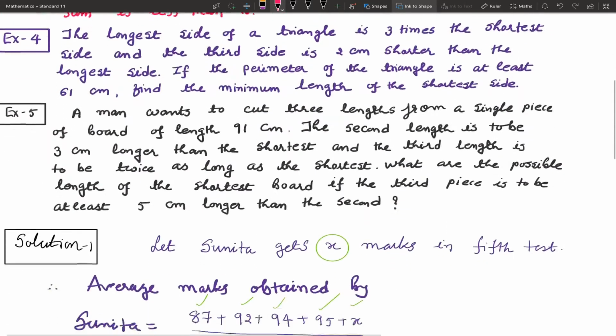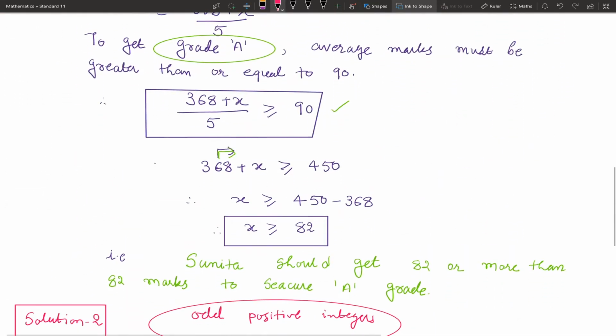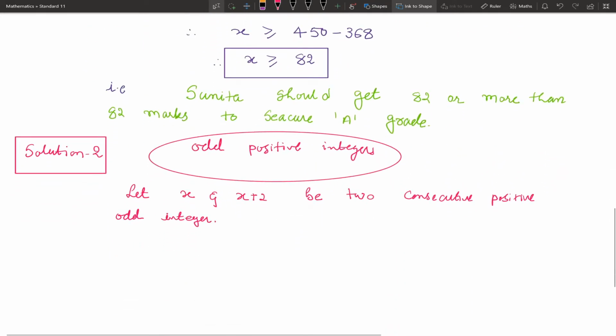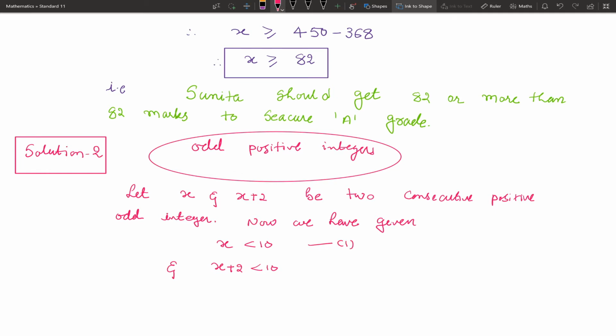So using this condition, x is less than 10 and x plus 2 is less than 10. Now we solve this inequality: transfer to the right hand side, so it will change its sign. So x is less than 10 minus 2, that is 8.